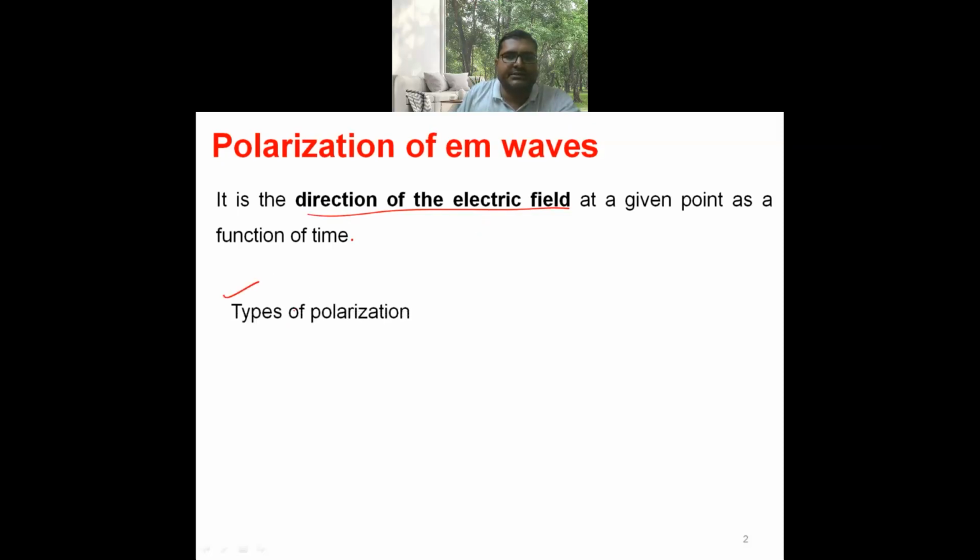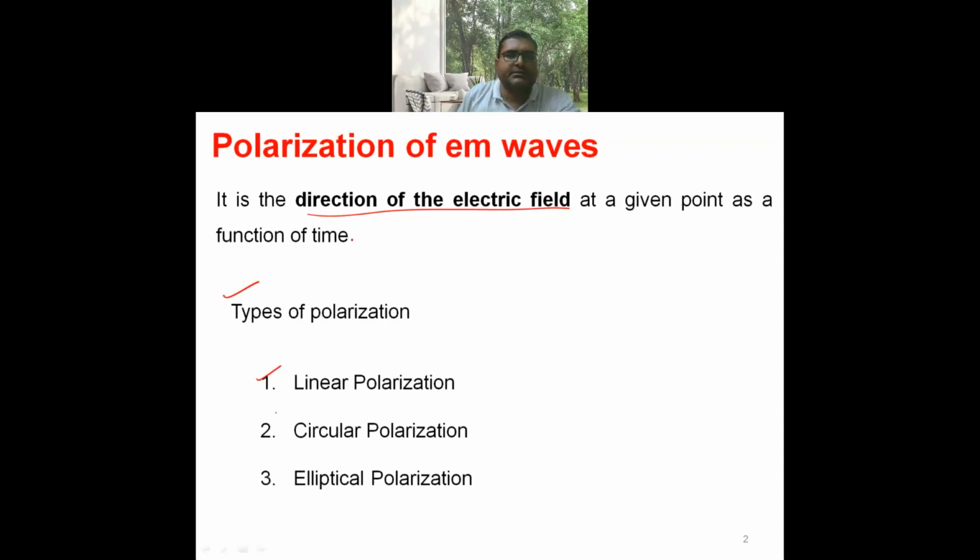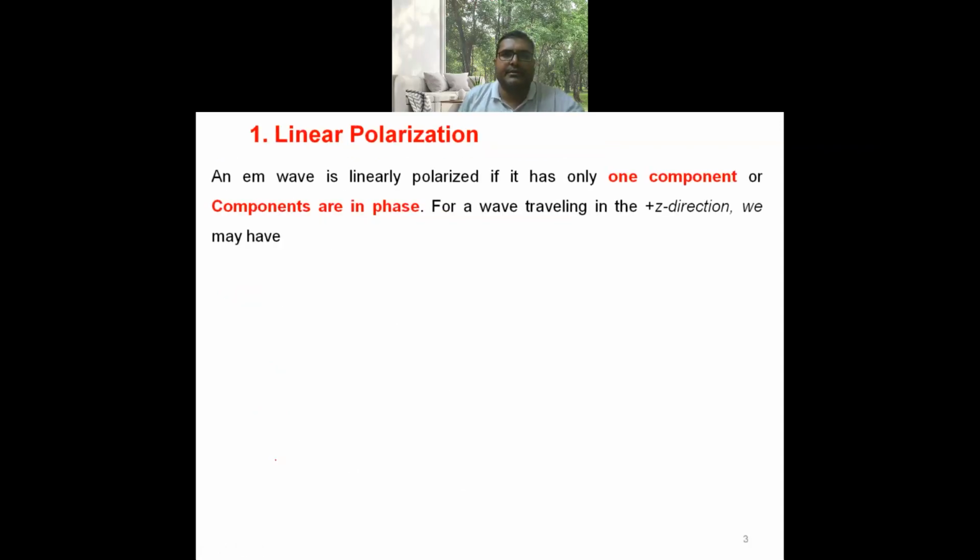Types of polarization: linear polarization, circular polarization, and elliptical polarization. The electric field is given by E is equal to Ex ax plus Ey ay plus Ez az.